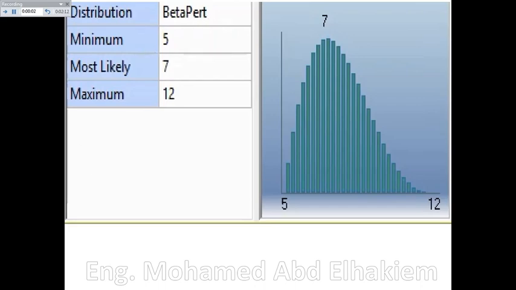Beta-pert distribution uses the parameters minimum, maximum, and most likely duration. It suggests a greater confidence in the most likely duration. It can be used with a wide range between the minimum and maximum durations, as the probability of hitting the extremes is a lot less than if using the triangular distribution.